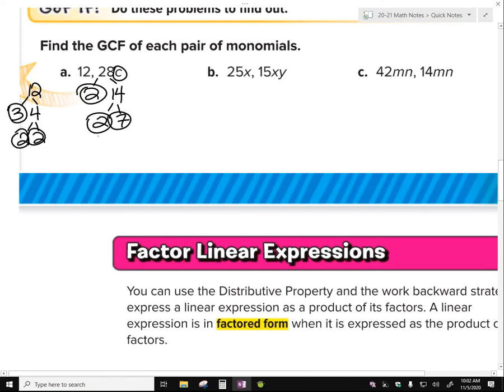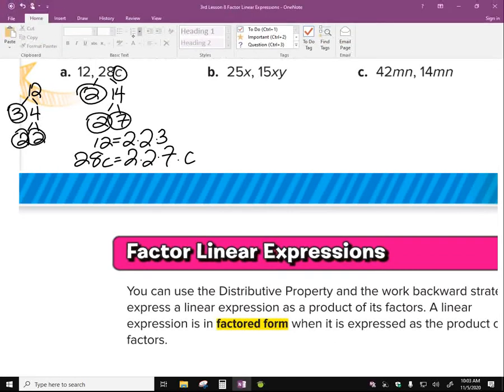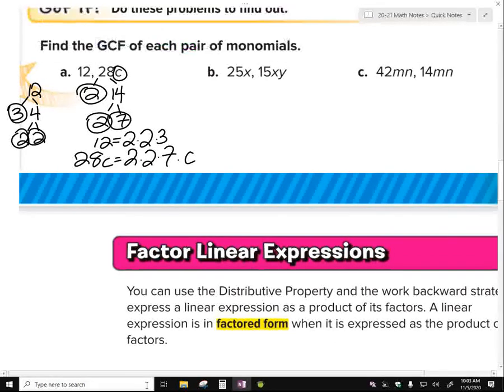Now I'm going to list these out. The prime factorization of 12 is 2 times 2 times 3. The prime factorization of 28c, can't forget that variable, 2 times 2 times 7 times c. I'm going to use a different color just so you can see it easier. I have a common factor of 2. I have a common factor of 2. And that's it.